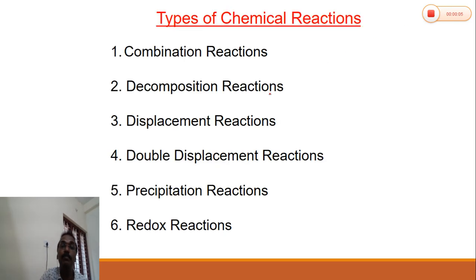Yes, students, today we will study types of chemical reactions. What are the different types of chemical reactions? These are the types we have to study: combination reactions, decomposition reactions, displacement reactions, double displacement reactions, precipitation reactions, and redox reactions. Let us study them one by one.